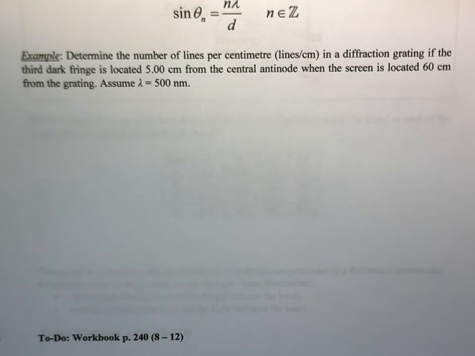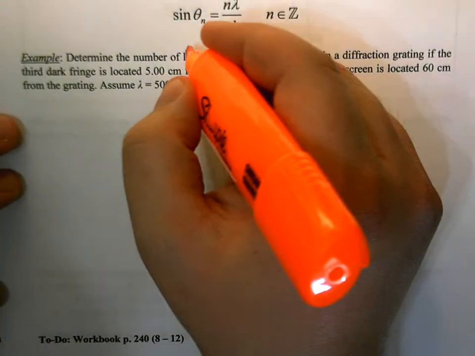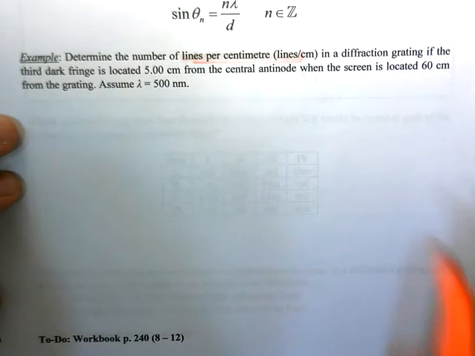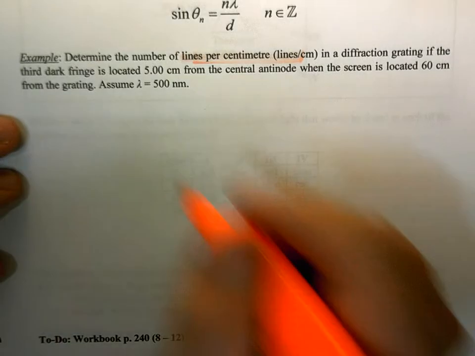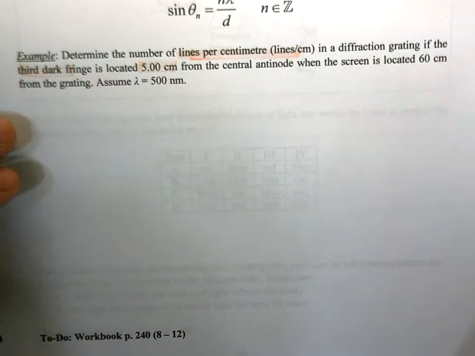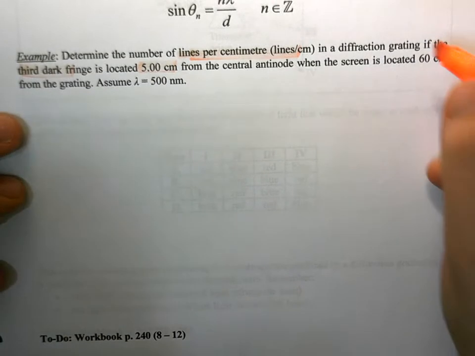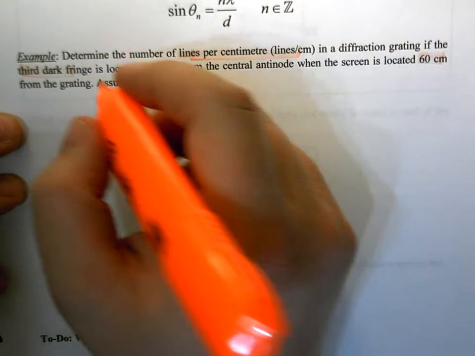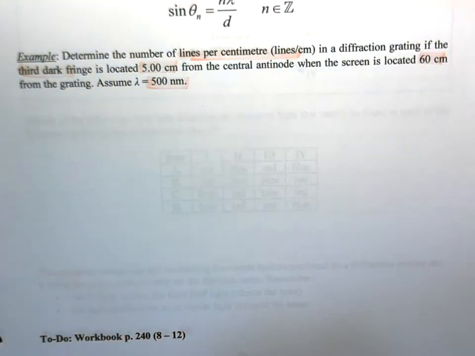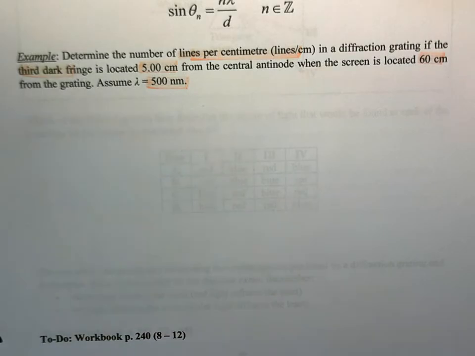So let's look at an example here. We want to determine the number of lines per centimeter in a diffraction grating if the third dark fringe is located 5 centimeters from the central antinode when the screen is located 60 centimeters from the grating. Assume lambda is 500 nanometers.